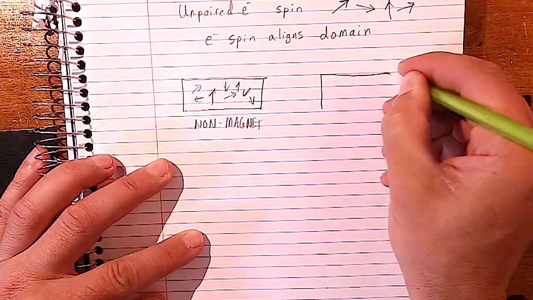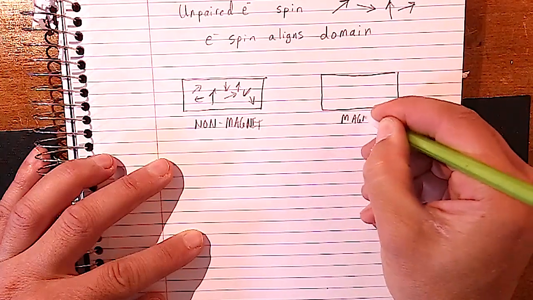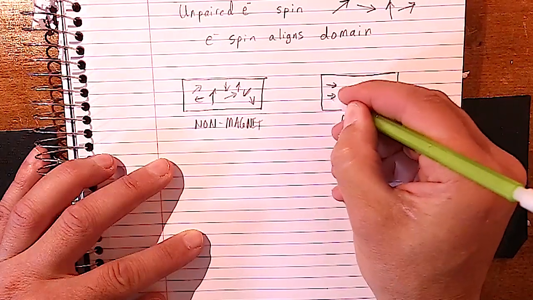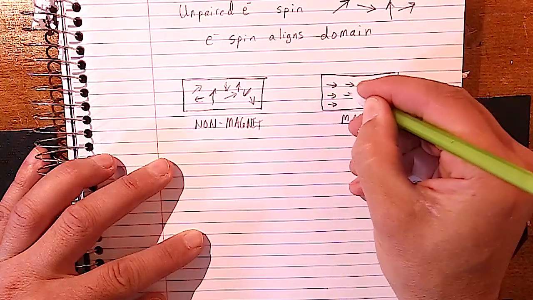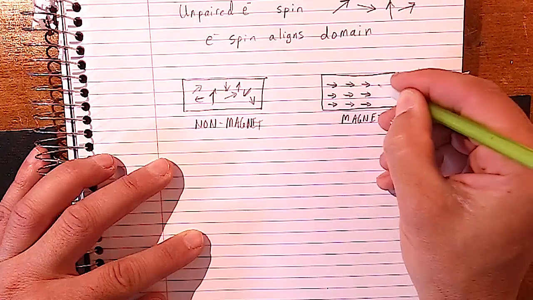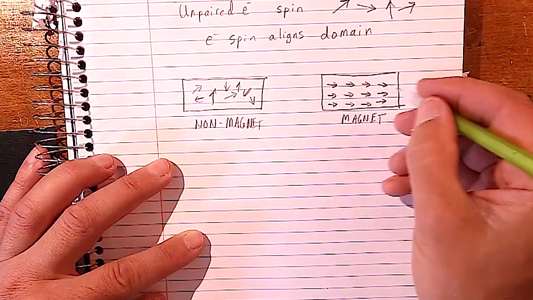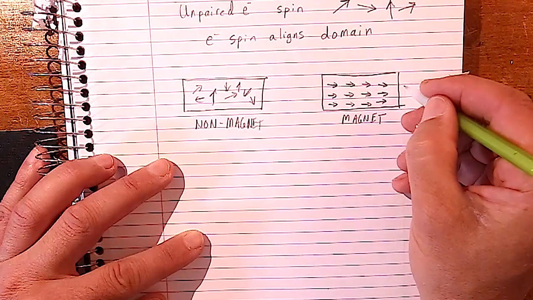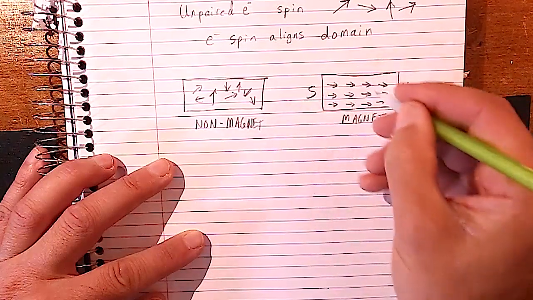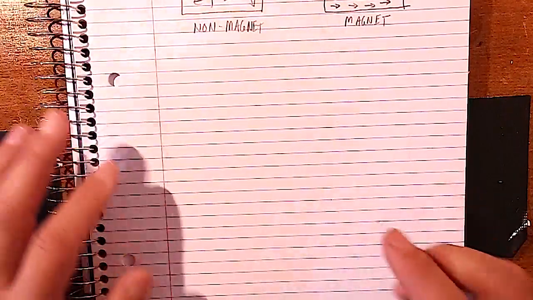However, in a magnet, now we're talking about a permanent magnet, a magnet that holds its magnetic field, the domains are all aligned. Why? Because all of the electron spins are aligned in the same direction. So we end up with something that looks like this. Now think about the direction that they're pointing. Well, we said that magnetic fields point north, so that would be our north pole, and this would be our south pole.